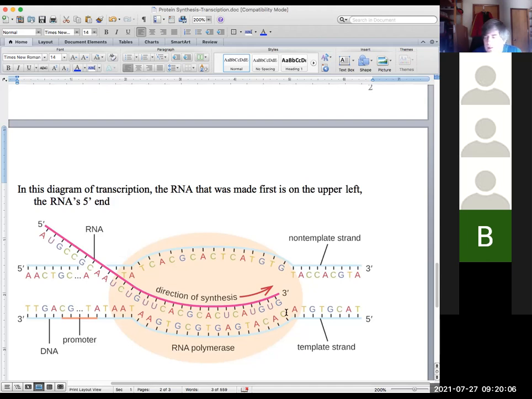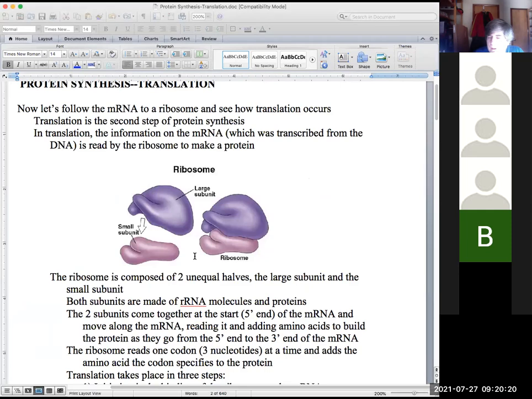Are there any questions about transcription before we look at the second half, translation? Okay, we're going to switch and we're going to look at translation now.